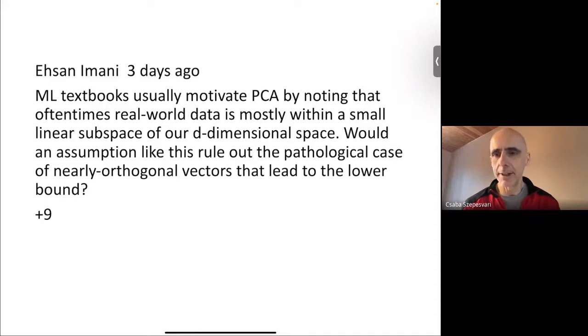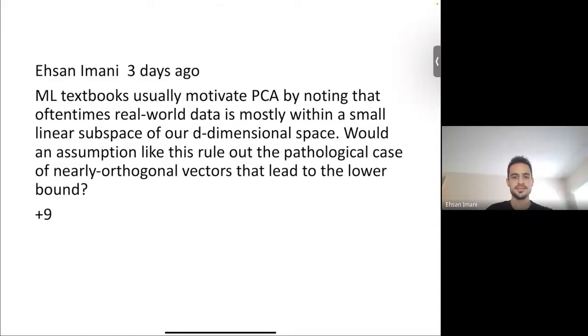So, Axon, do you want to ask your question? Yeah, so this lower bound came about basically out of making some nearly orthogonal vectors on the unit sphere.